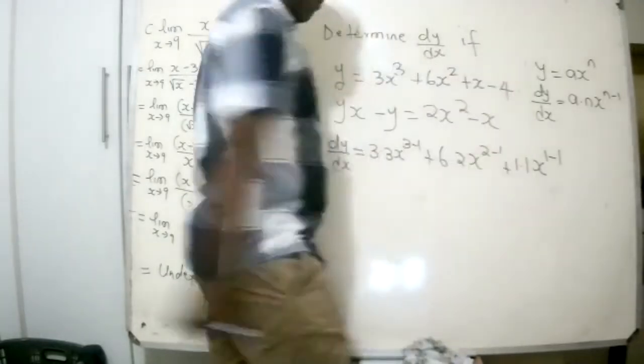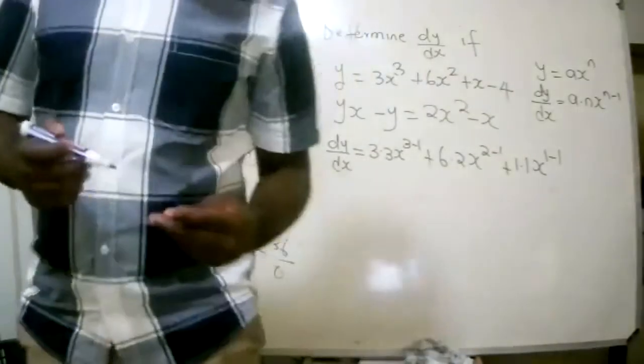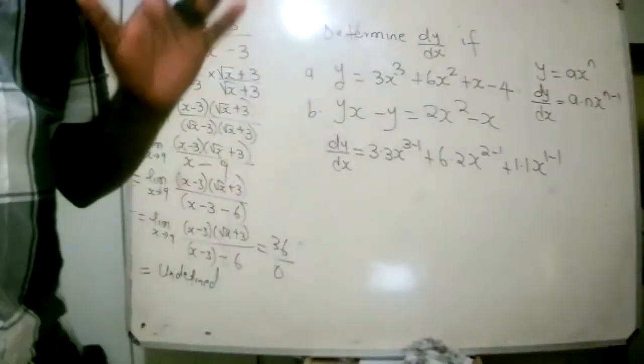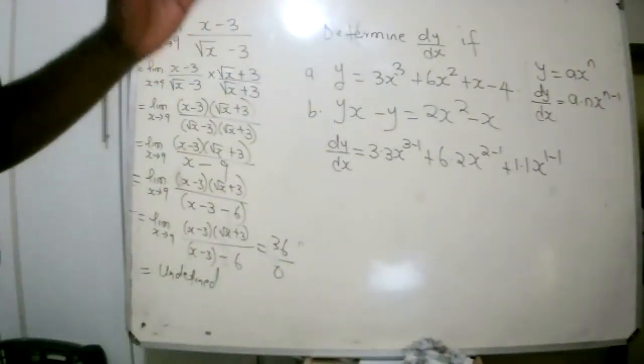Then 4 is a constant. We talked about a constant yesterday. A constant is a number without a variable next to it.